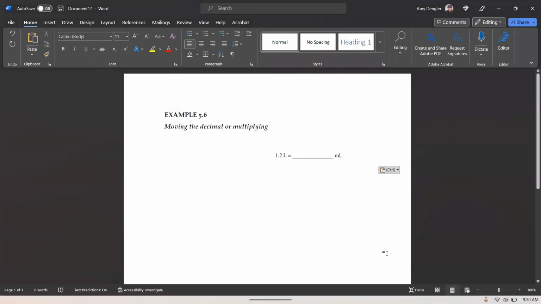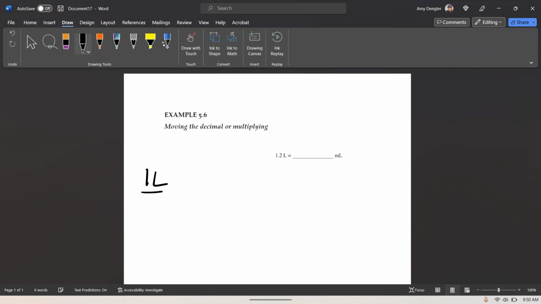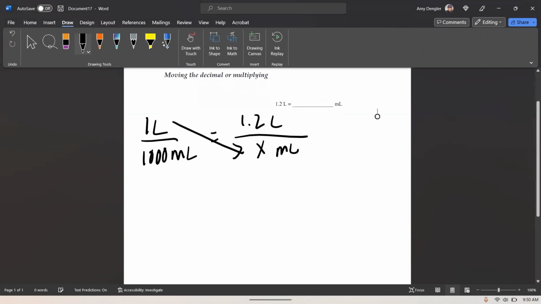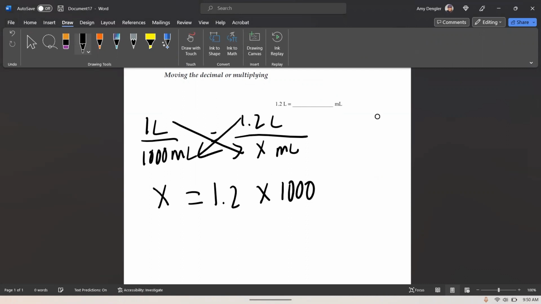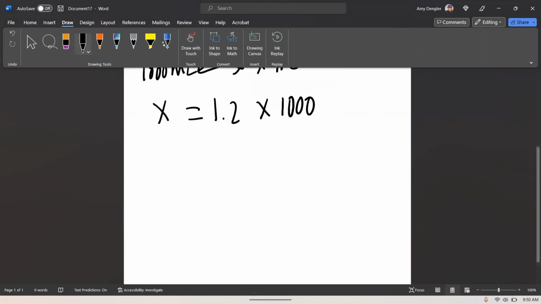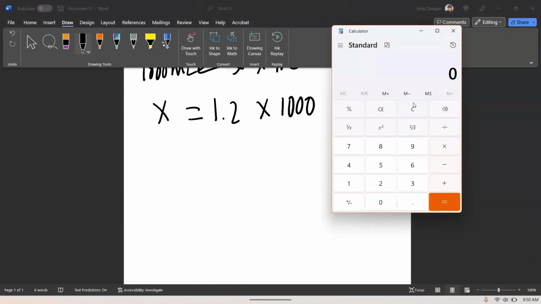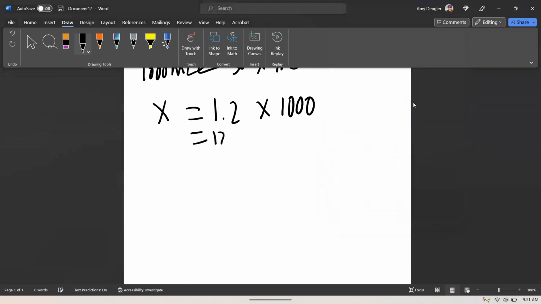So we have 1 liter is equal to 1,000 milliliters. And we have 1.2 liters. How many milliliters is that? So we have 1x, which is just x, is equal to 1.2 times 1,000. So we'll get out our calculator and just do 1.2 times 1,000. So that is going to be 1,200.